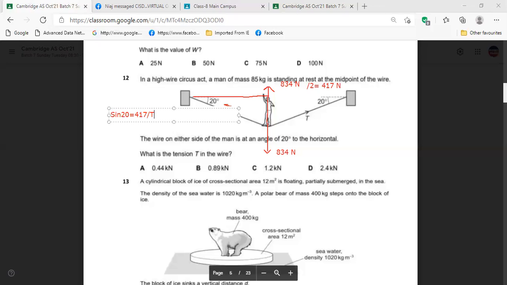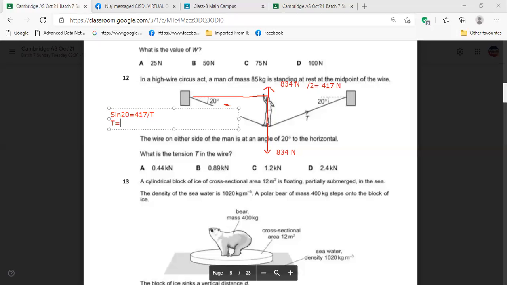Hypotenuse is T, and your opposite is 417, right? Just now we calculated. Have you understood how it is 417? Yes, just now we calculated. So you can do the working to get T now, right? So what is the value of T now?